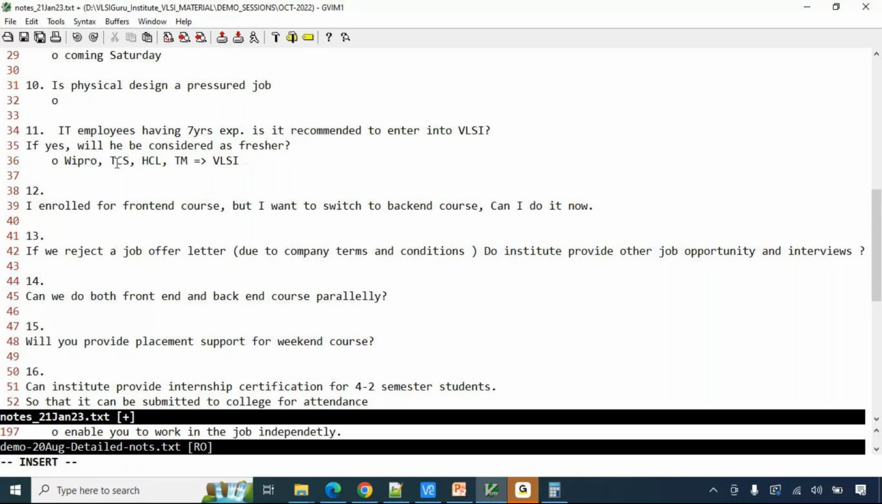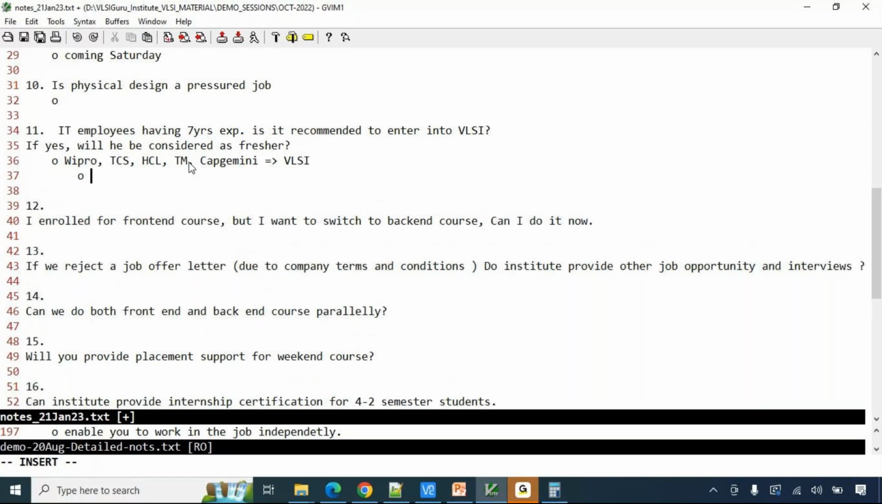HCL has a big division. Tech Mahindra has a big division. Even Capgemini, let's say. These days all major service-based software companies have their own VLSI divisions, and some are big. If you are in any of these companies, you can enter into VLSI as an experienced person only. What you have to do is join the training, do the projects, gain expertise, show around 2 to 3 years of experience, then enter.